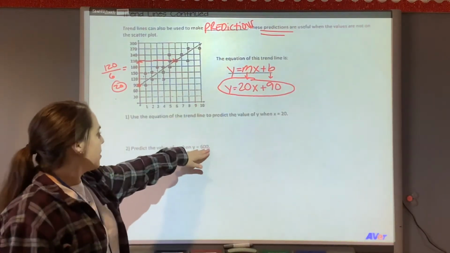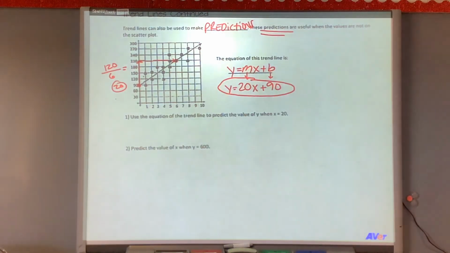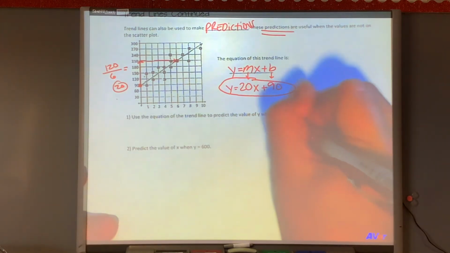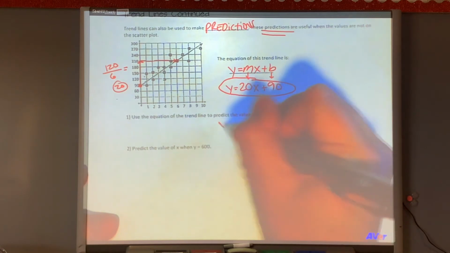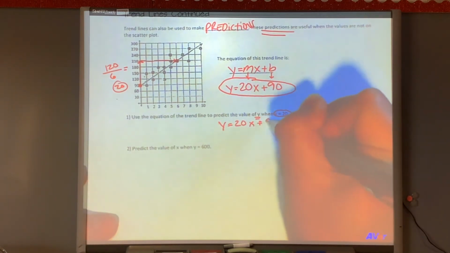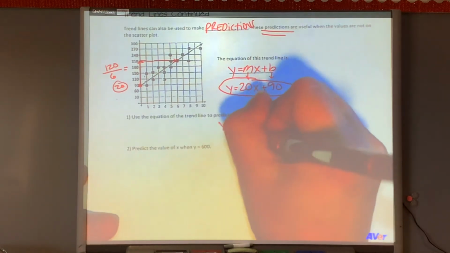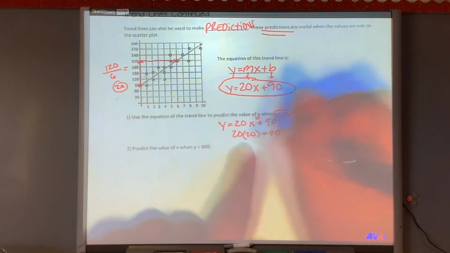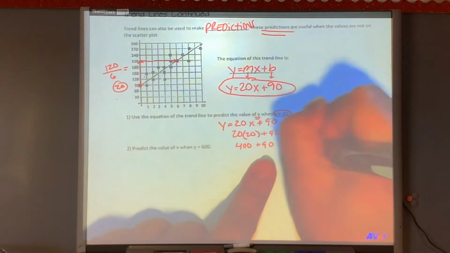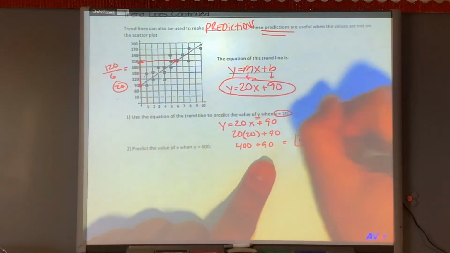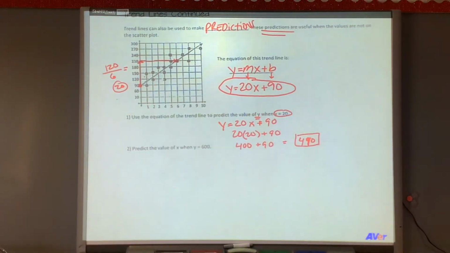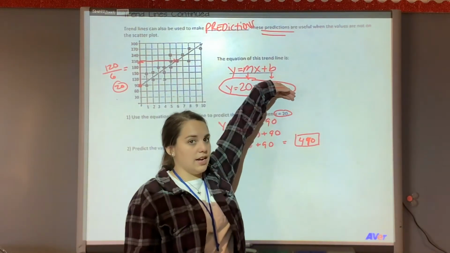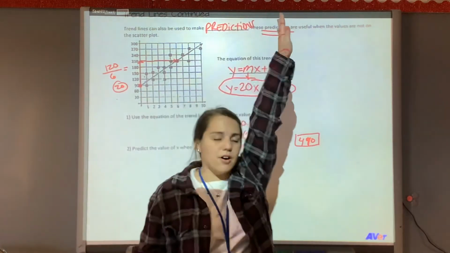And same thing with something smaller. So if we're trying to find when x is 20, what is y? If I replace the x right here with a 20, I would technically have 20 times 20 plus 90. 20 times 20 is 400. And 400 plus 90 is 490. Technically, our y value would have been 490. Now, 490 is way larger than these numbers here, so it helped us to use our equation of the line for this instance, because we couldn't draw that far on the paper.